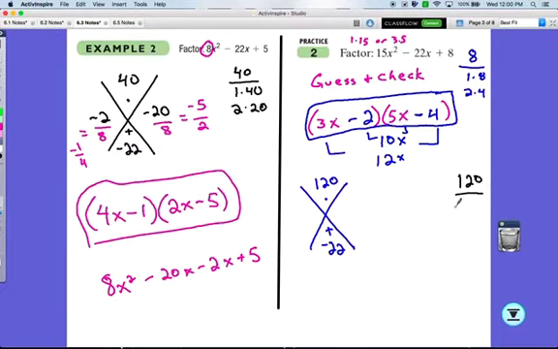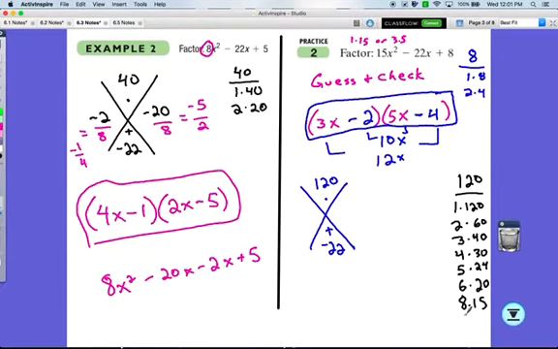So I've got 1 and 120. 2 will go into it 60 times. 3 will go into it 40 times. 4 will go into it 30 times. 5 will go in there, let's see, 24 times. 6 will go into it 20 times. Will 8 go into it? Yep. 8 will go into it 8 times 1 and 8 times 15.